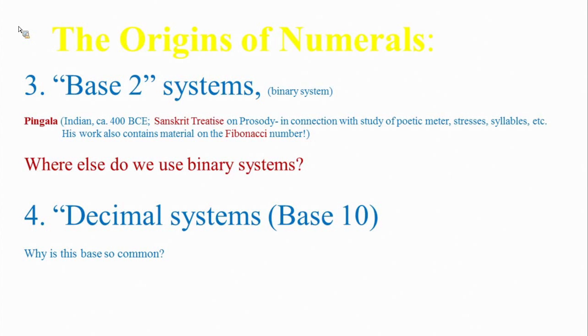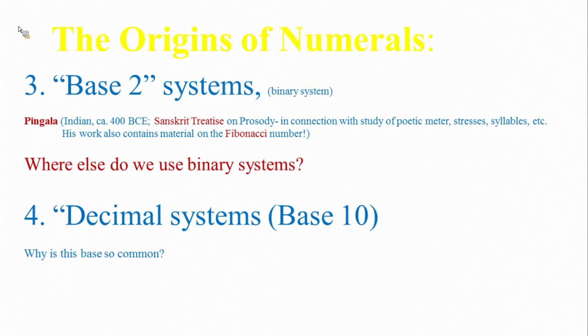Actually, in a Sanskrit treatise on prosody, which is connected with the study of poetic meters, syllables, and other stuff, he actually managed to distinguish two different classes, which we can associate with zeros and ones, and they actually work like zeros and ones. So they think that maybe he's the one that should be credited with the discovery of the binary system.